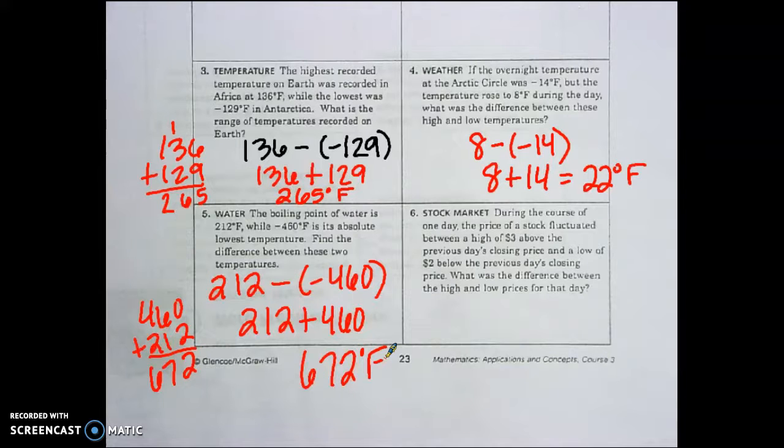Number 6, during the course of one day, the price of a stock fluctuated between a high of $3 above the previous day's closing price and a low of $2 below the previous day's closing price. What is the difference between the high and low? So that is $3 above minus $2 below. Keep, change, opposite, use the additive inverse. That is a $5 difference.